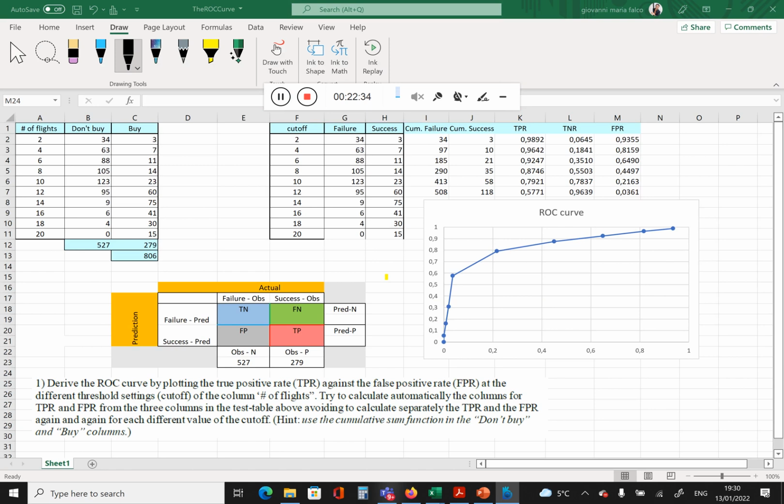And this is easy to see because for a point here, the perfect classifier, it means that the false positive rate is equal to 0 and the true positive rate is equal to 1. So you see that if the true positive rate is equal to 1, if we look here, it means that the false negatives are actually 0.